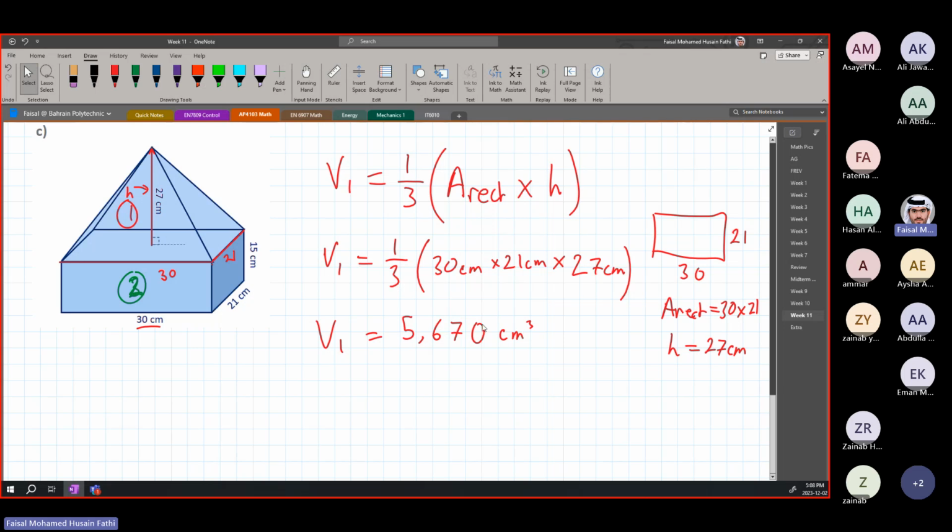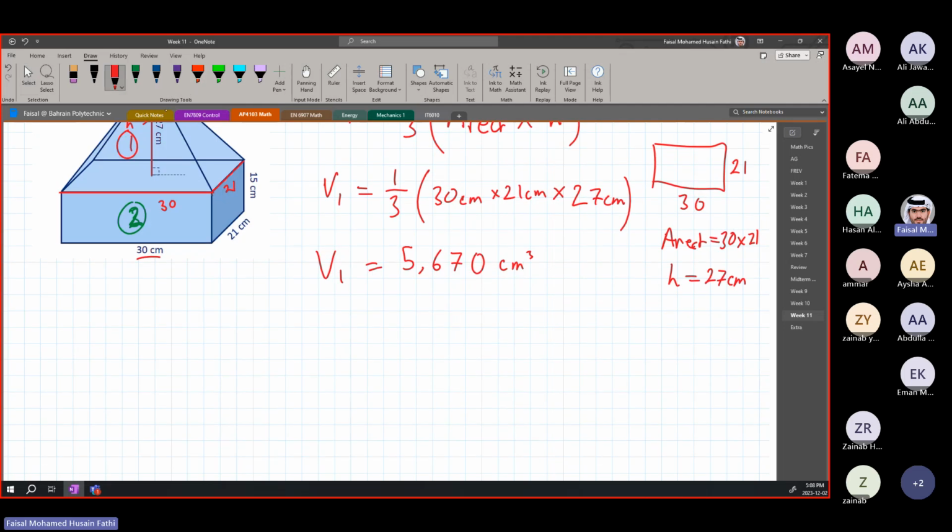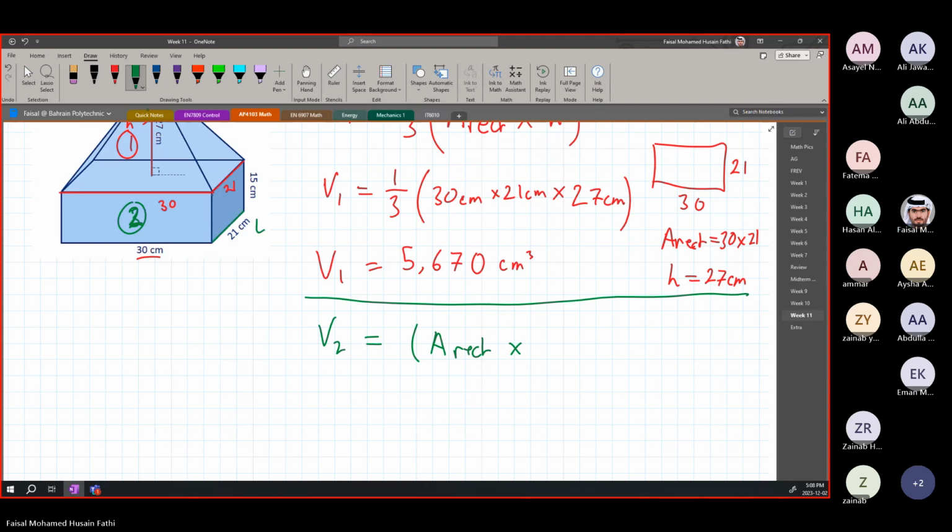Okay. Now, moving on to the second shape. Second shape is very simple. It's just a rectangular prism. Rectangular prism. What is it? Base area of the rectangular prism, of the rectangle, I mean, times the extension. In this case, we will call this the extension. Let's call it L, for example. L. Okay?